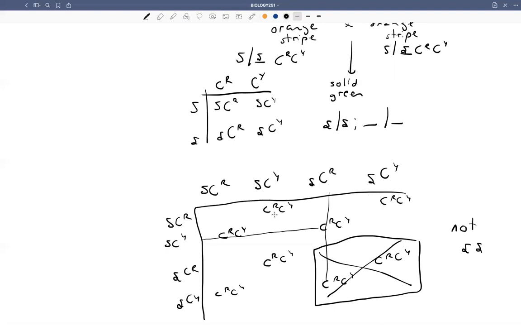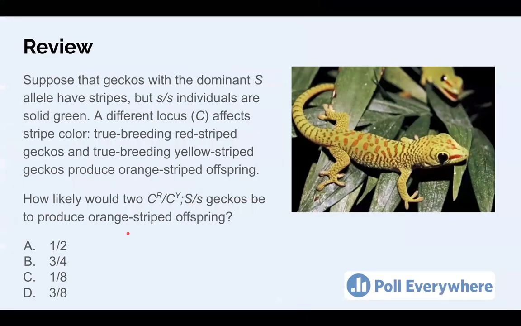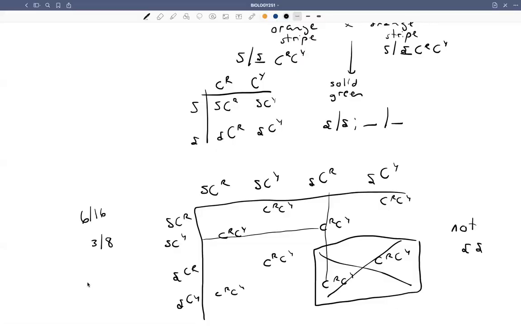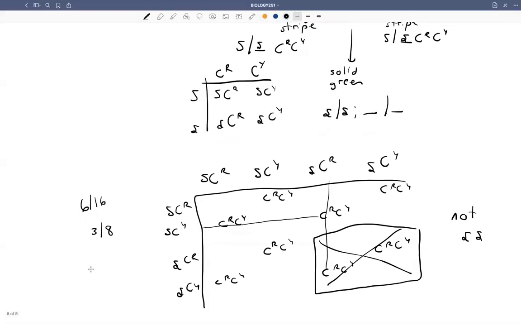These are all the ones that I wrote in this part of the grid that have at least one big S. So 1, 2, 3, 4, 5, 6. And our total grid size is 16. So that's 6 out of 16. You could reduce it down to 3/8. Let's see if that's an answer. Hey, look, it's a possibility. So 3/8. You could also get at this question using a more probability approach, but I think I'll probably do that in the probability lecture for us.